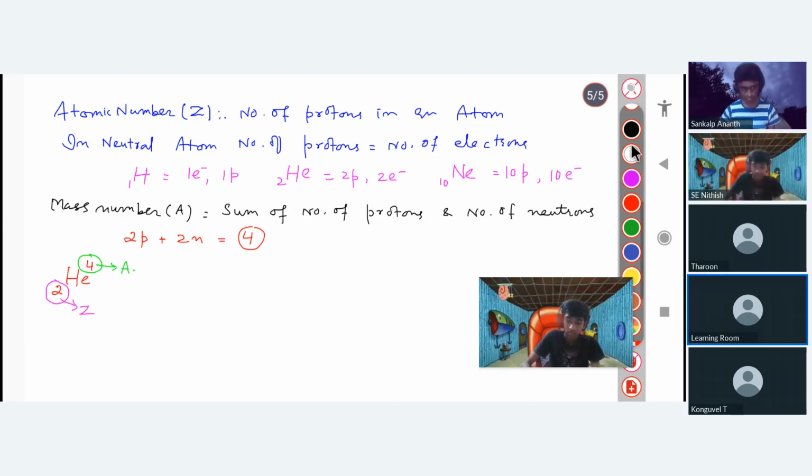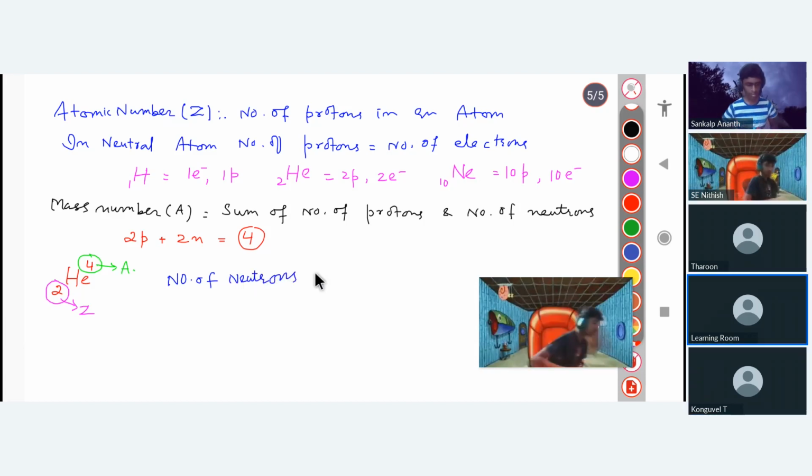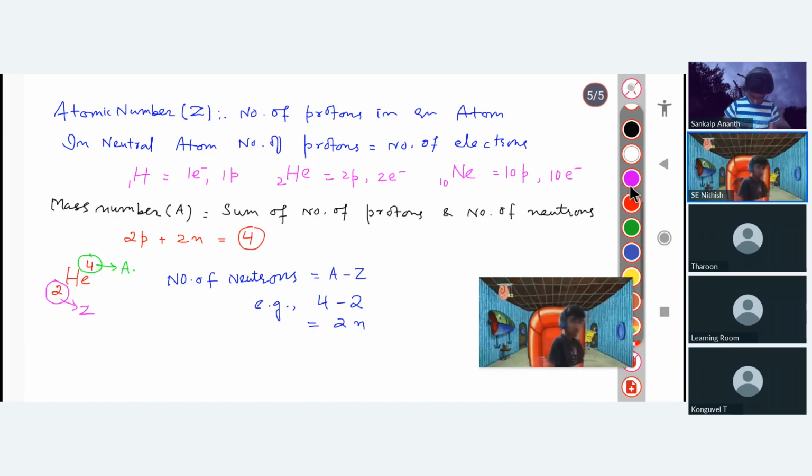Tell me, if you have to calculate the number of neutrons, how will you calculate it? Just subtract the atomic number from the mass number: A minus Z. A is the mass number, Z is the atomic number. For example, in helium, A is 4 and Z is 2. So 4 minus 2 is 2. That means there are two neutrons in helium. Got it?